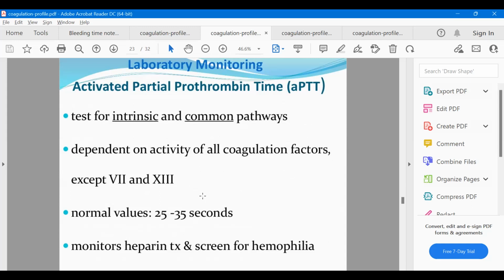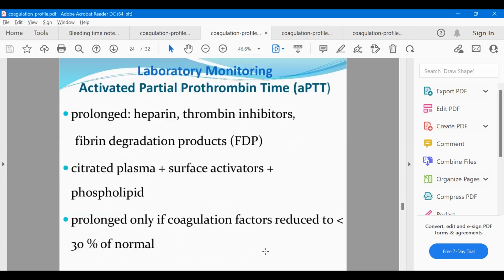The normal activated partial thromboplastin time is 25 to 35 seconds. It monitors heparin and screens for hemophilia, so hemophilia can be detected by this test. Prolonged activated partial thromboplastin time indicates problems with heparin, thrombin inhibitors, or fibrin degradation products in the blood. For this, the test uses citrate plasma, surface activators plus phospholipids.